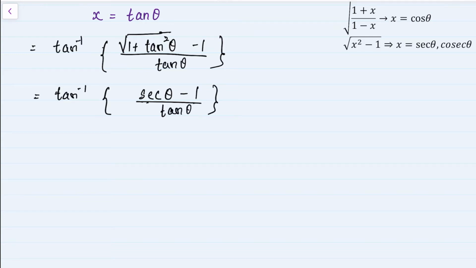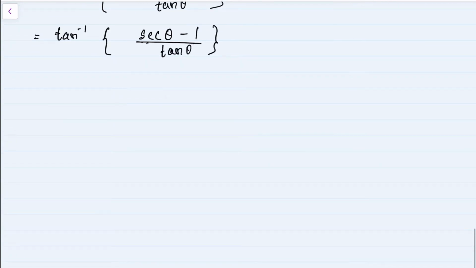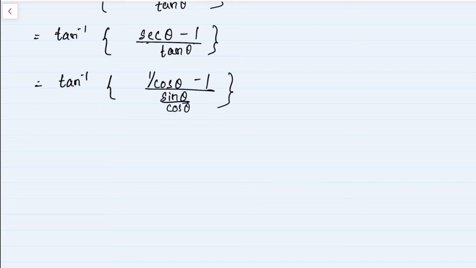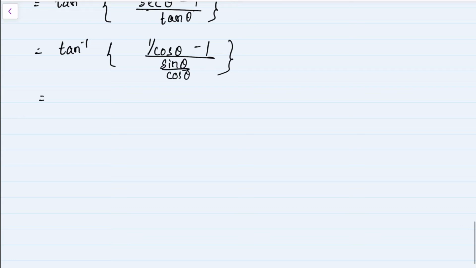Now since our first priority has been satisfied, our second priority would be to bring the function inside the bracket same as the one outside. The outside function is tan inverse, so we'll try to bring tan inside. We can convert this in terms of sine and cos. So sec can be written as 1 by cos, and 1 upon tan can be written as cos by sine. By taking the LCM, finally we get tan inverse of 1 minus cos theta upon sine theta.